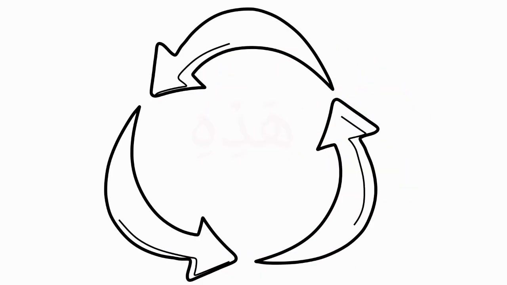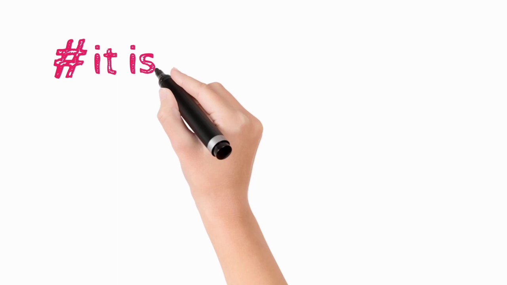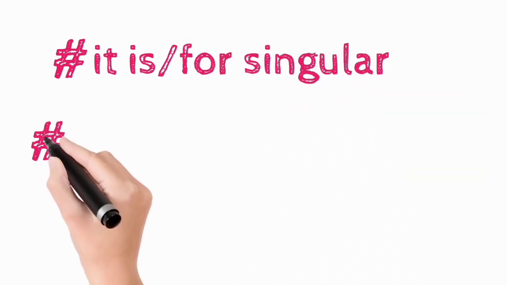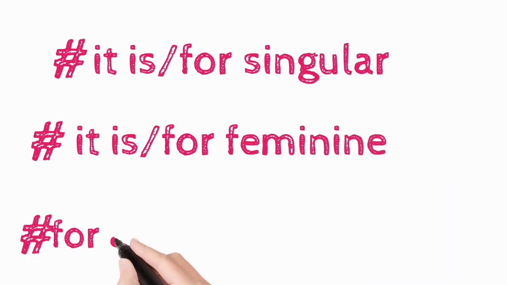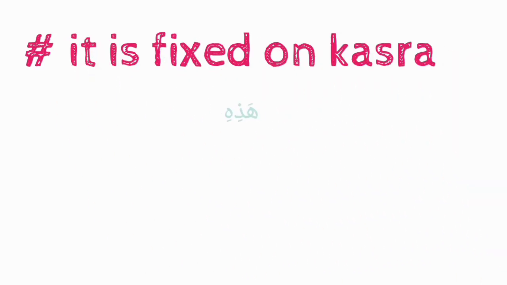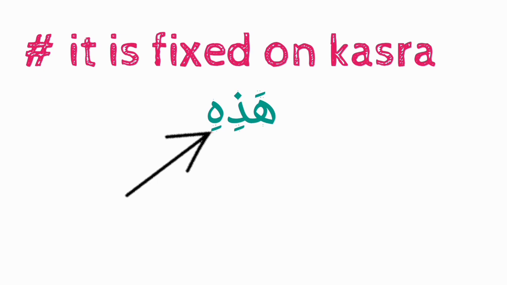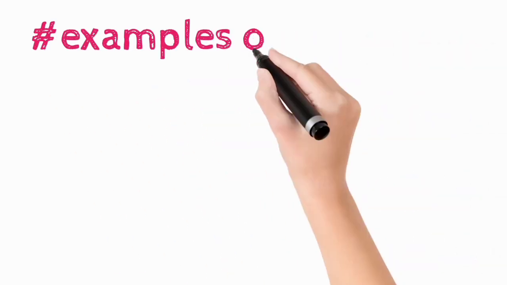Here we have hazihi, which means "this." This is the feminine form of haza. Some of its features are that it is for singular, it is for feminine, and it is for animate and inanimate things, and it is also fixed on its kasra. That is to say, if hazihi is marfu, it is hazihi. When it is mansub, it is hazihi. And when it is majrur, it is also hazihi. It doesn't change its forms, just like haza.